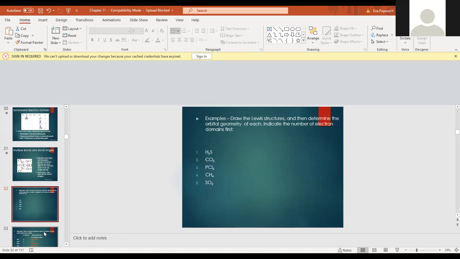Four electron clouds dictate what shape? Oh, the tetrahedral. Tetrahedron. But can I see those two lone pairs? No. So what's the shape? Bent. And Jessica, did I give you CO2? Yes. And what's the shape?